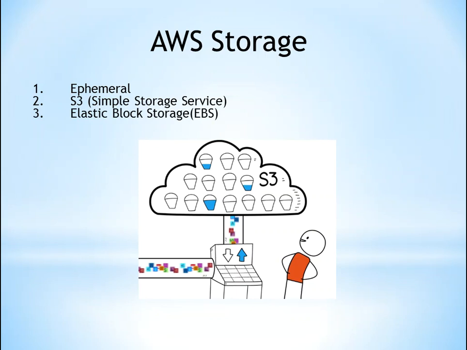Elastic Block Storage. It is not internet accessible, and it is a persistent file system which can be attached to the EC2 instance, and it does not need to be attached to the EC2 instance if not needed. It also can be transferred between the availability zones, and it supports incremental snapshots.